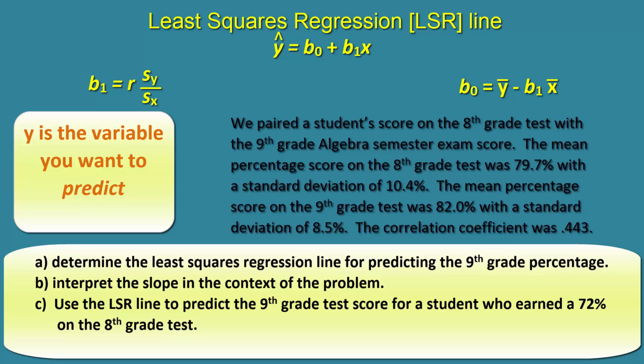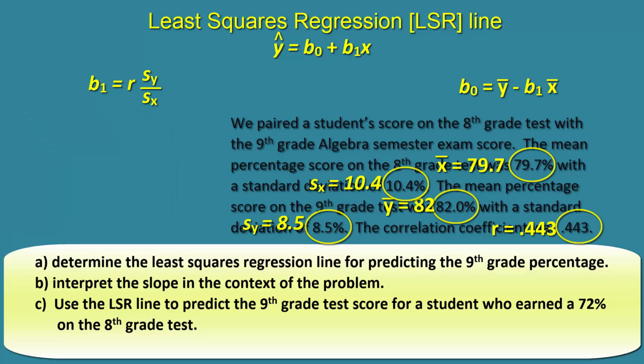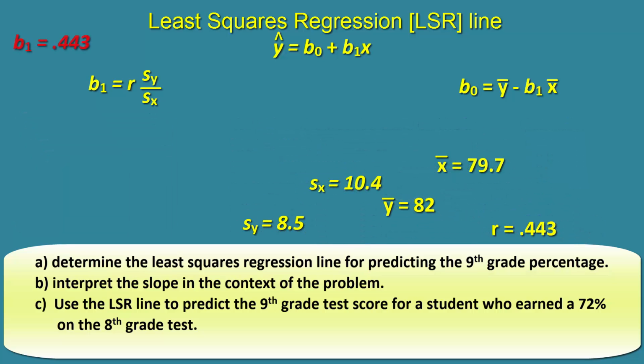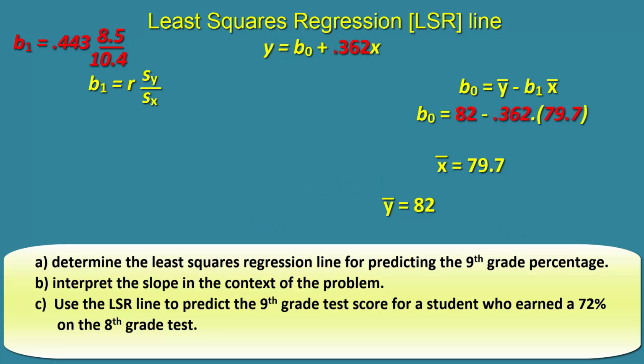Part A. Since we wish to predict the 9th grade score, the y variable is the 9th grade score. Thus, these are the 5 values to be inserted into the slope and y-intercept formulas. Slope turns out to be 0.362, y-intercept is 53.15, so here is the least squares regression equation, otherwise known as our prediction line.